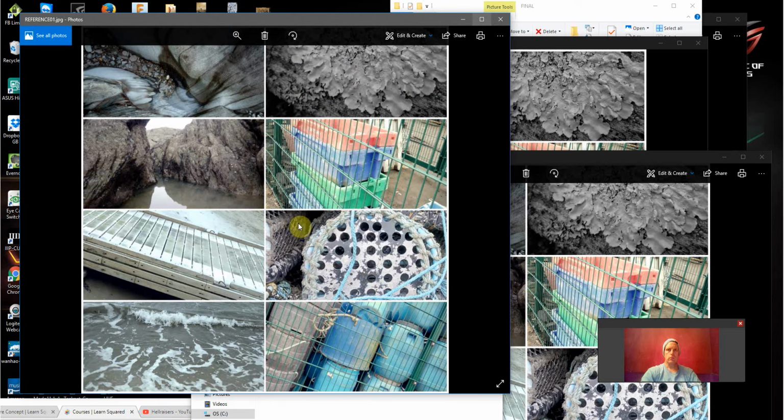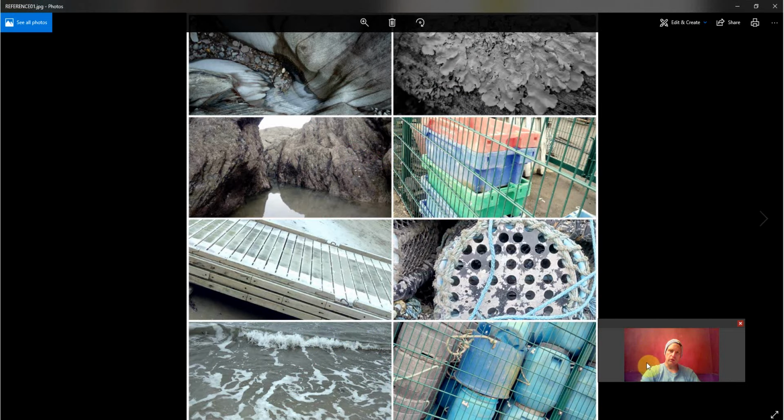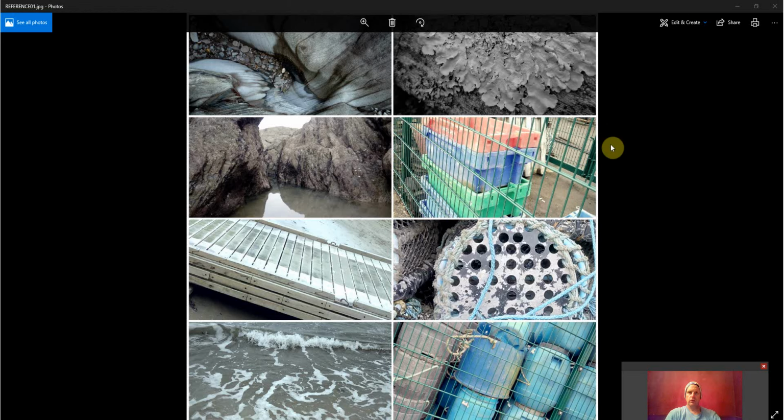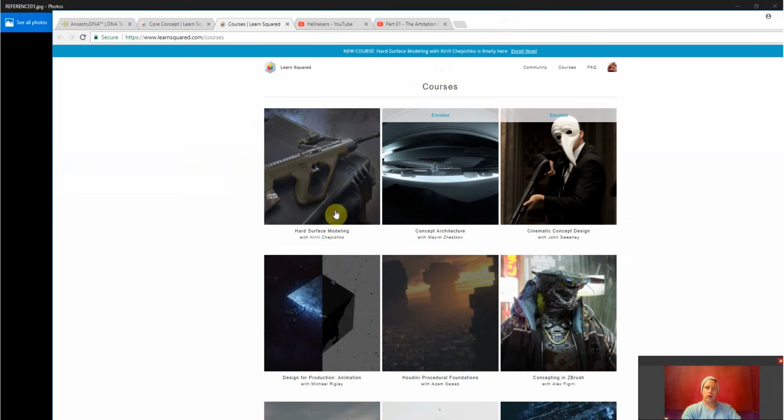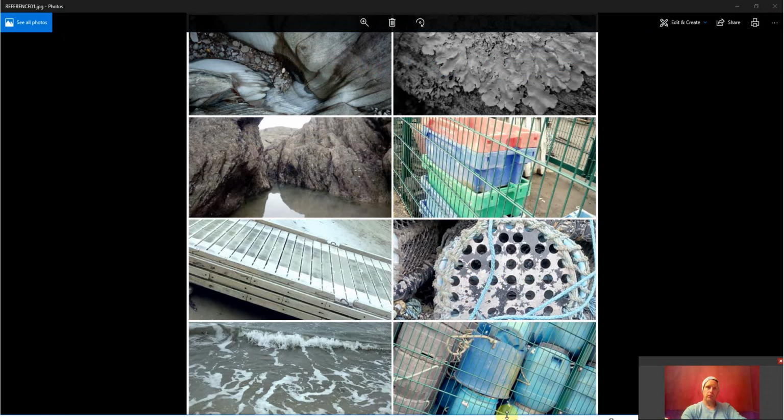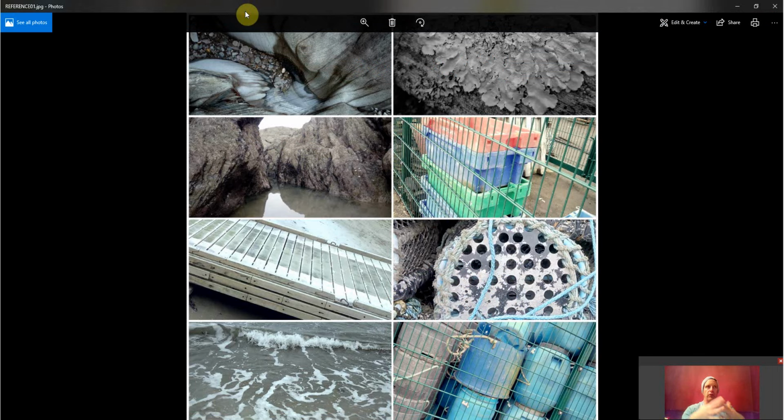Hi there, welcome to part 2 of my work for Beneath the Waves, which is an ArtStation challenge. I don't usually do challenges, but I thought I'd do this because it fits into what I want to do at the moment, and also with my 3Z universe. I'm also enrolled in a course by learnsquared.com, Concept Architecture with Maxim Zhestov, to refine my skills and keep them up with the latest 3D graphics.